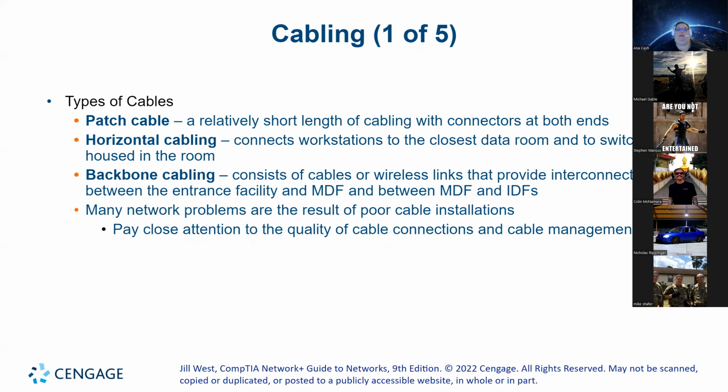Cabling, so we had different types of cables. Patch cables, which I think are what most of us are used to. Those are relatively short lengths of cable with connectors at both ends. So the toolkit that you guys got had a length of network cable. If you pop 2 connectors on the end, technically that would be a patch cable. Horizontal cabling connects workstations to the closest data room and to switches housed in that room.